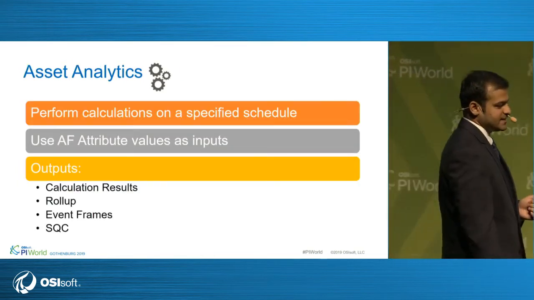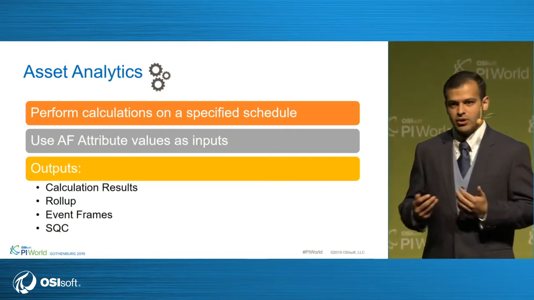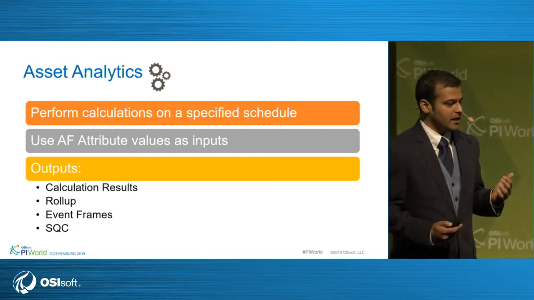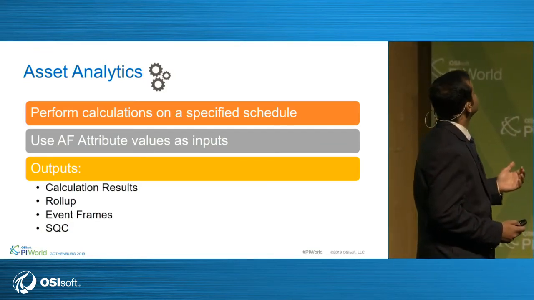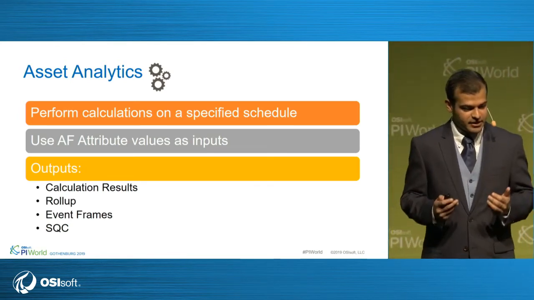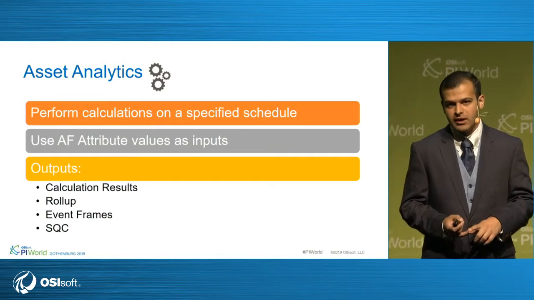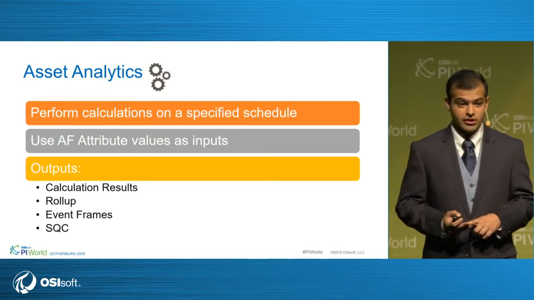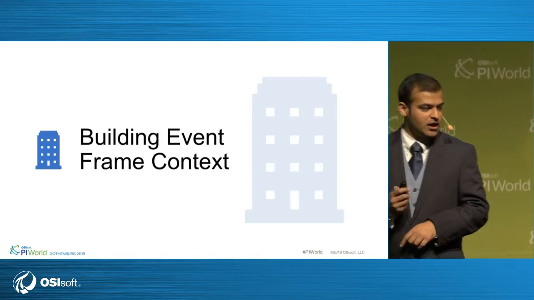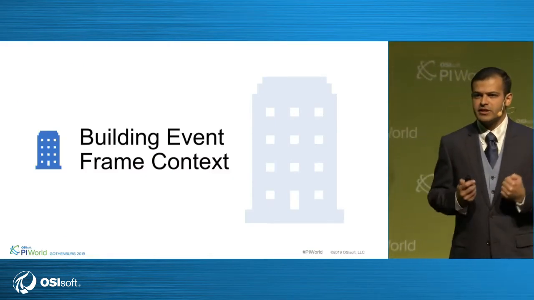We spoke about asset analytics in the previous talk, but for the folks who just joined, I would do a quick recap. Asset analytics allows you to perform calculations on a specified schedule. You use AF attribute values as inputs, and its output could be your calculation results, results of your roll-ups, event frames, which we are talking about today, or statistical calculations. So now let's talk about building this event frame context.